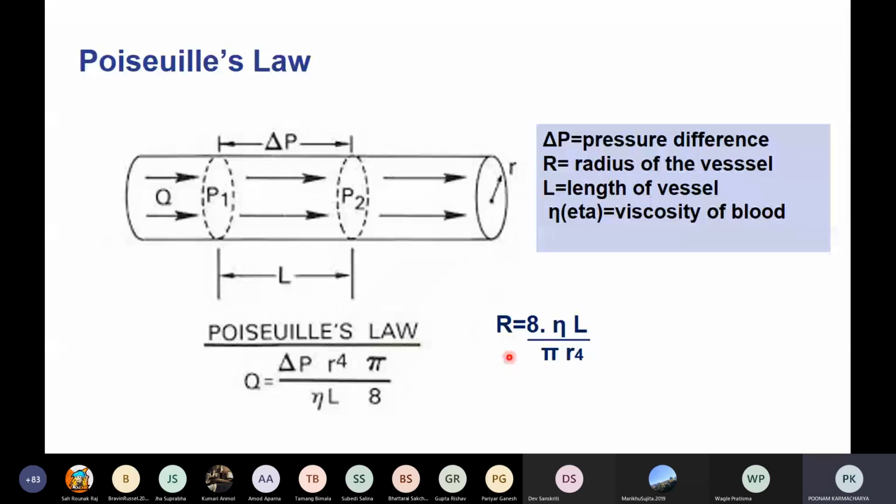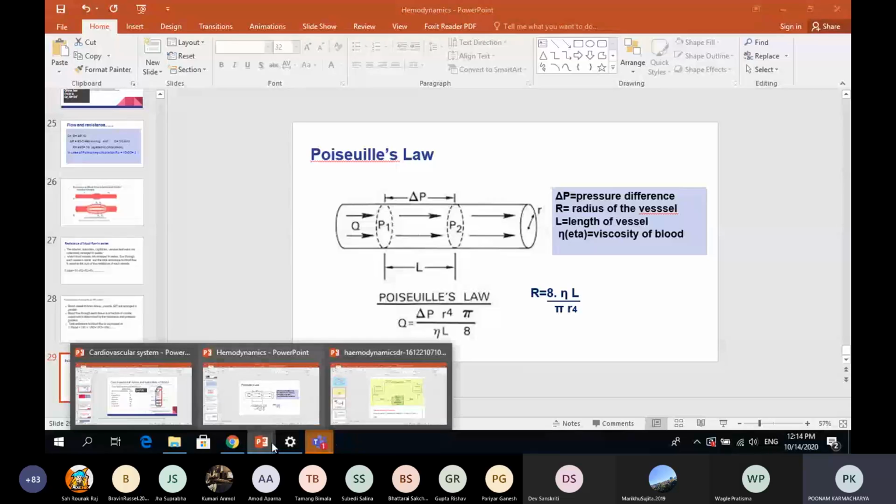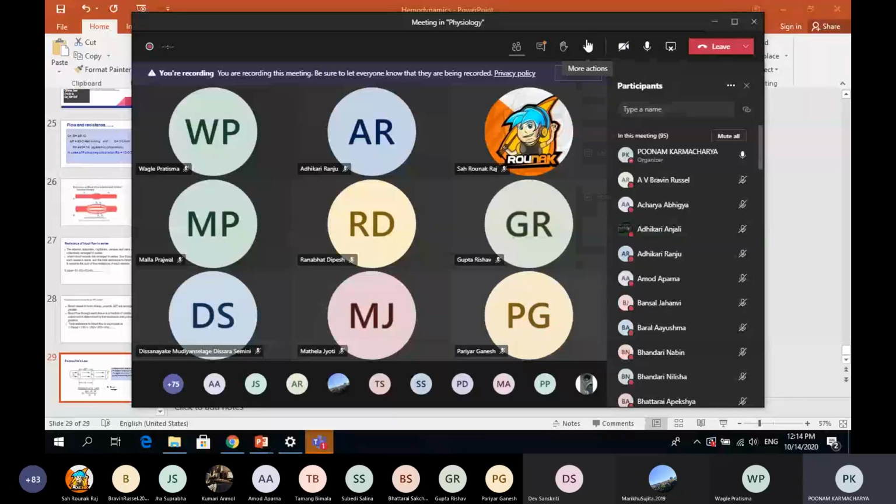Okay, Poiseuille's law. Okay, so that finishes today's class. I think it was kind of boring also, but you have to study and please do study.